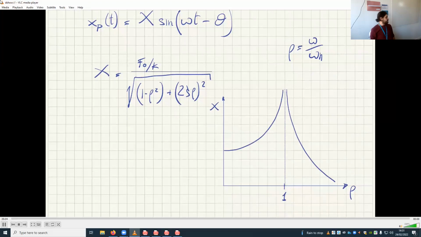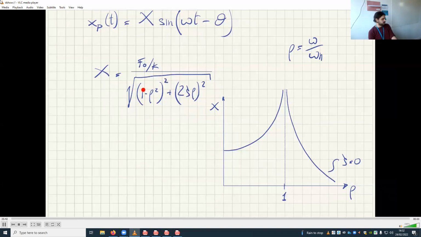Something like this. And this is at damping level of 0, when zeta is 0. Look, if zeta equals 0, this part of the square root goes away. And this is just 1 minus rho squared. Because, sorry, I missed the squared here. That's right, it's 1 minus rho squared, squared. So this denominator becomes 1 minus rho squared only. And see, when rho equals 1, the denominator approaches 0.